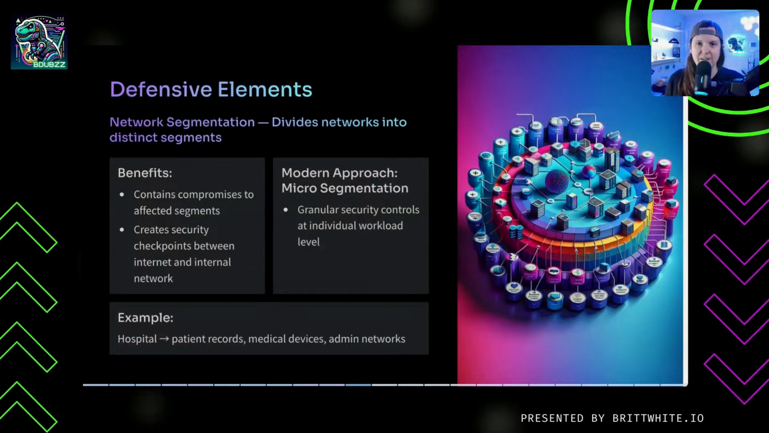Think about this scenario. If you were securing a small e-commerce business, how would you implement defense in depth? Take a moment to think about what layers you would include.